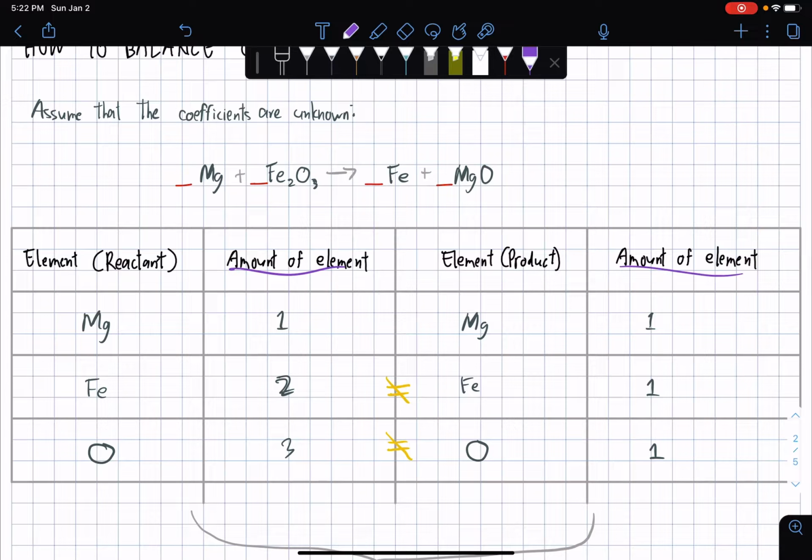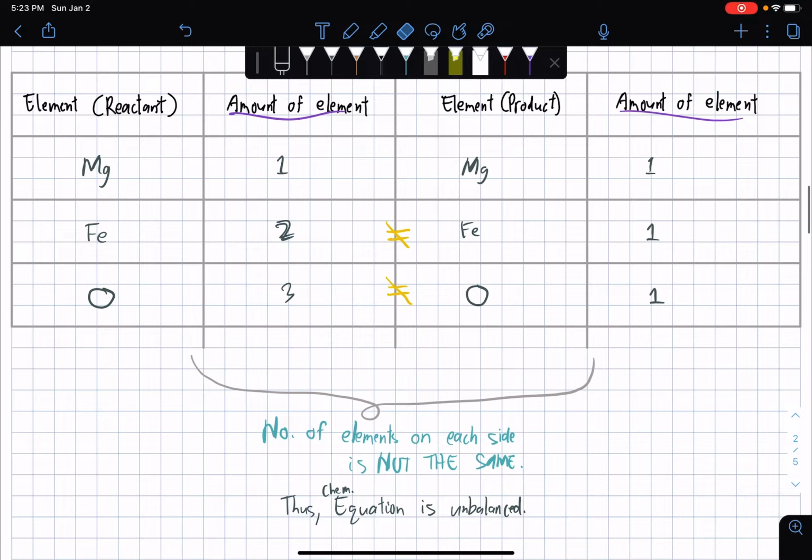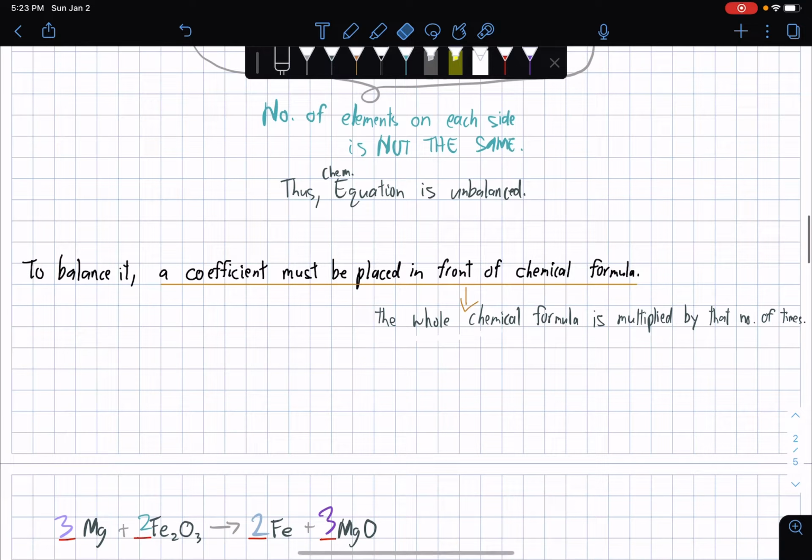I'm not really sure how to say this in English, but how do you get 2 provided that you have 1? In that case, maybe 1 times 2 is 2. So that's going to be one of the processes that we'll be using to balance the chemical equation. I'm giving you a hint right now, a foreshadowing. So the whole chemical formula is multiplied by that number of times.